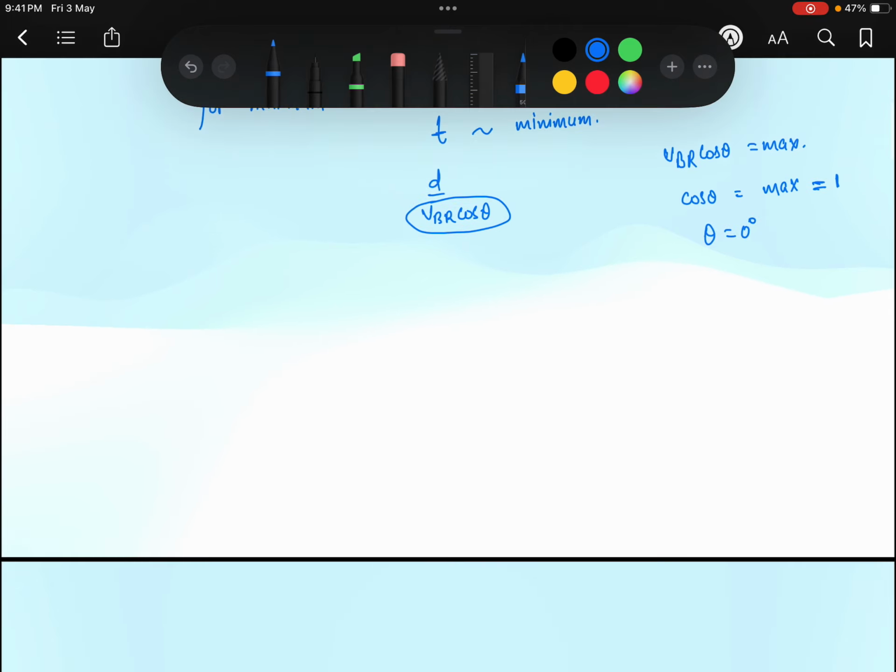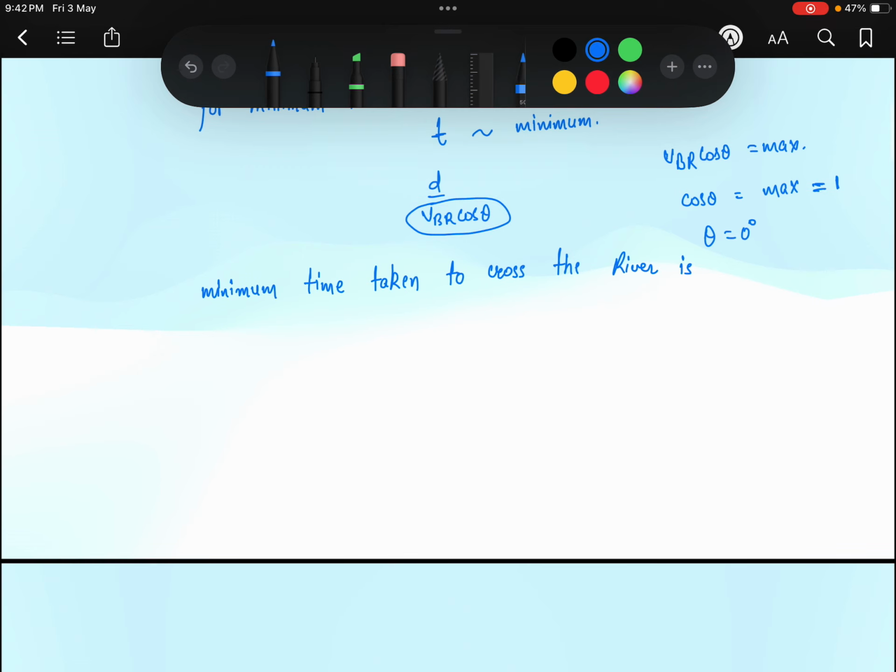Okay, so the minimum time taken to cross the river, that is T minimum, is equal to d by VBR. Okay, so this is the formula that we can use directly in the numericals. So this is the minimum time taken to cross the river.